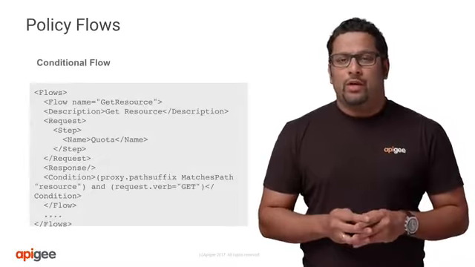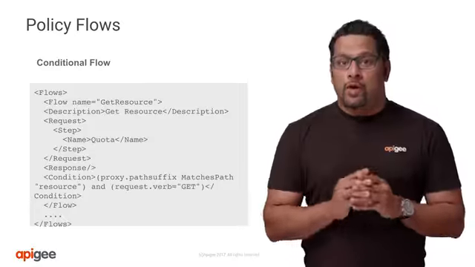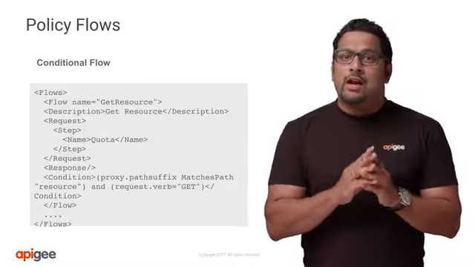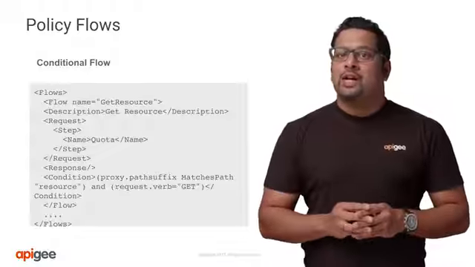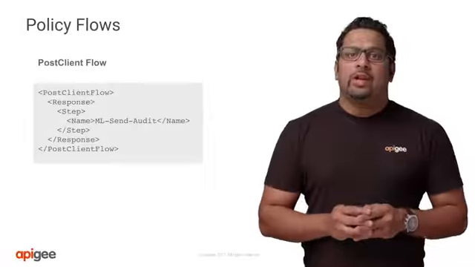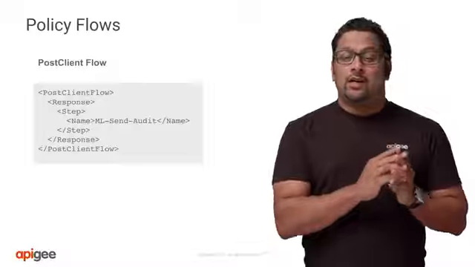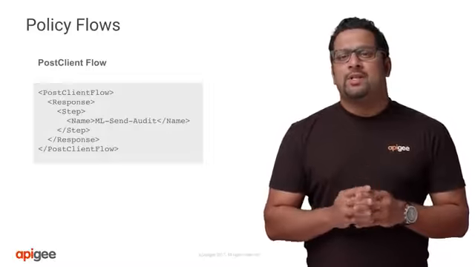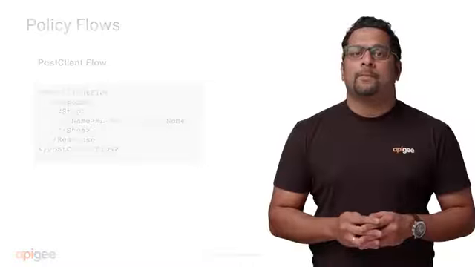A conditional flow is a collection of policies within the API flow that all share one rule. It executes after the pre-flow and before the post-flow. The first flow, whose condition evaluates to be true, is executed. Post-client flow is used for logging messages after a response is returned to the client. This is a very specialized flow and only message logging policies can be attached to it.